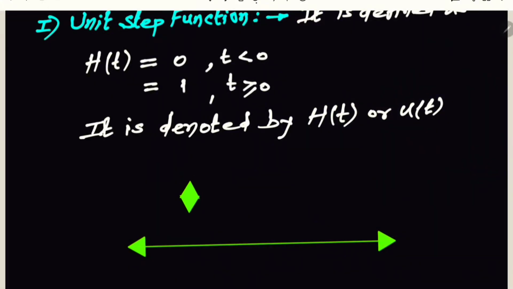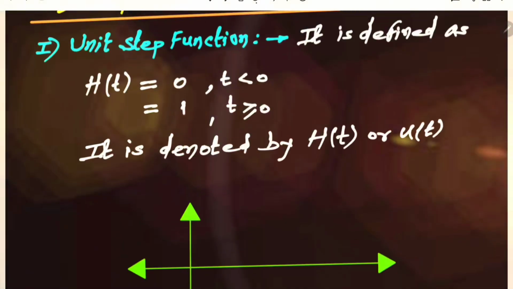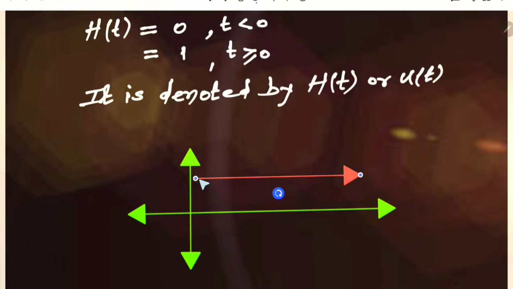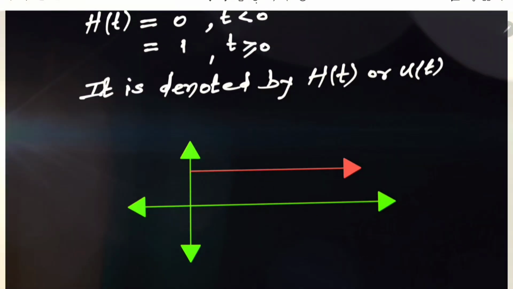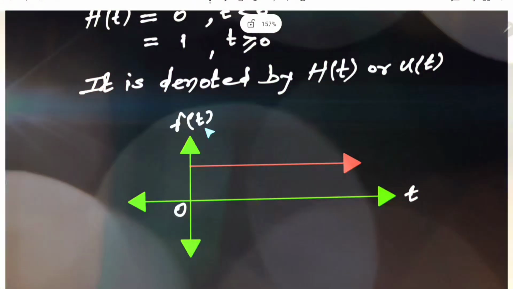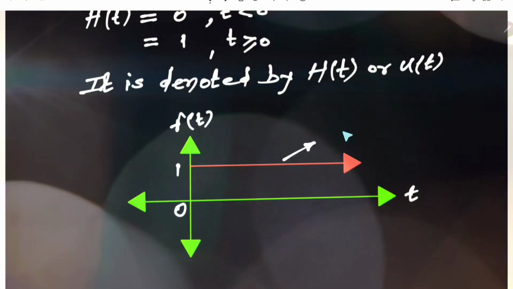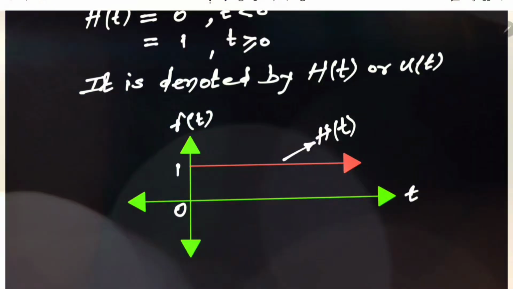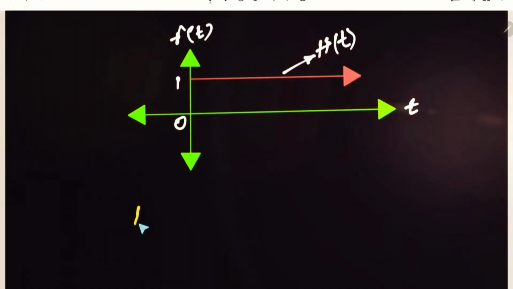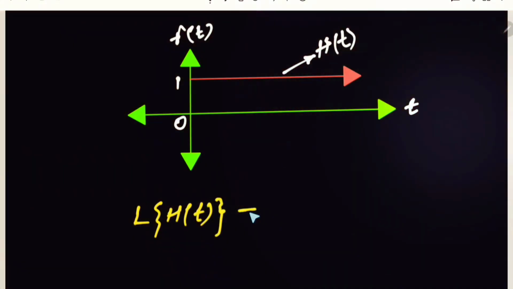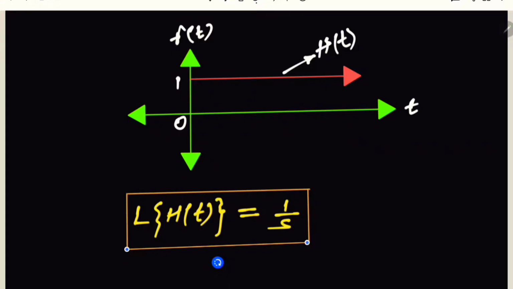On x-axis we take the values of t, on y-axis we take the values of f of t, and this is the line parallel to x-axis at 1. The value of y is 1 here, and this graph represents h of t. For negative t its value is 0, and for t greater than or equal to 0, value is 1. And then we find Laplace of h of t as 1 by s.